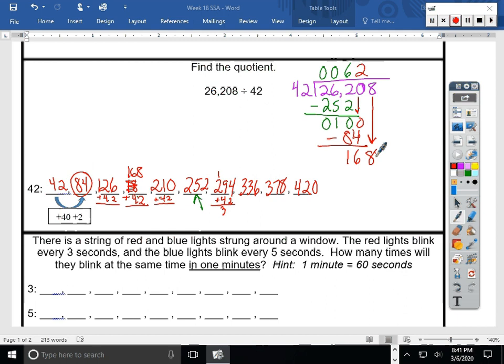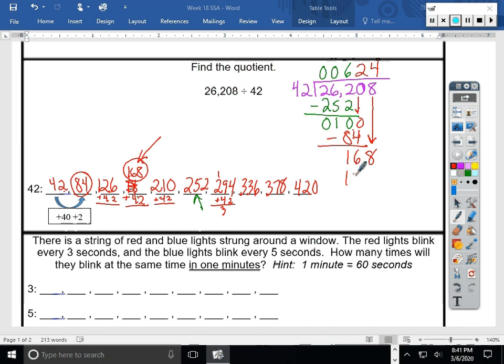If I have 168 of something, can I give you 42 of them? Yes. Can I do it again? Sure. How many times could I do that? Looks like I could get right to 168 without going over. I have 1, 2, 3, 4 groups of 42.